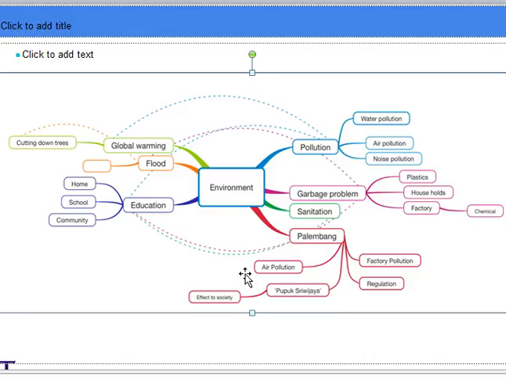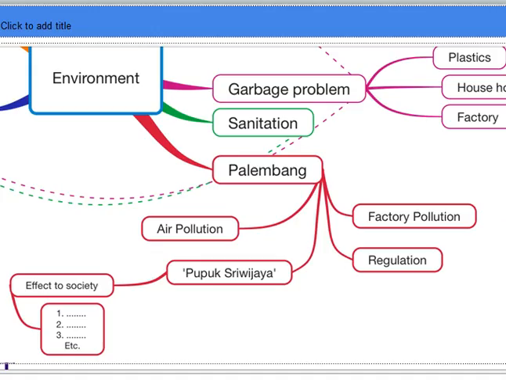So here, when I write the word Palembang, I remember factory pollution. I'm thinking of regulation maybe, I'm thinking of air pollution, and then I'm thinking of Pupuk Sriwijaya. That's a factory that's in Palembang. Then what's the effect of Pupuk Sriwijaya on society? Again, if you see here, I narrow it down again into a very specific one. After that, I try to narrow it down again so that I can write a paragraph which is compact, consists of say 10, maximum 15 sentences.